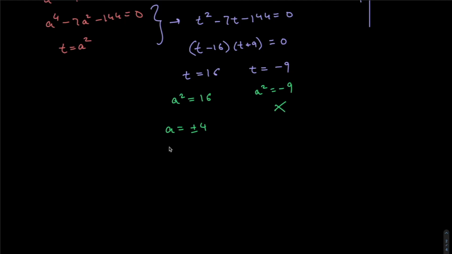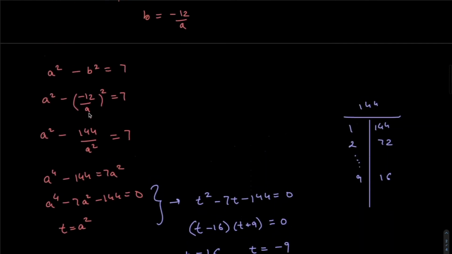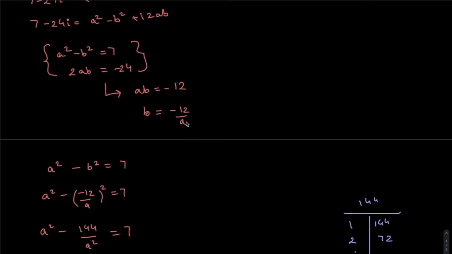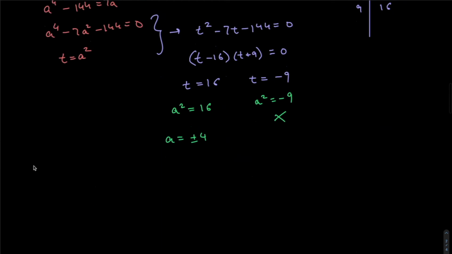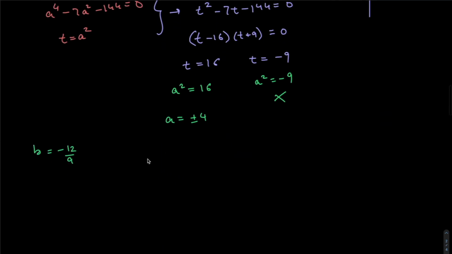Now we have the value of a. Now we have to find the value of b. We had one equation right here, b is equal to minus 12 upon a. Let's bring that in here. So if a is equal to 4, b is equal to minus 3. And if a is equal to minus 4, b is equal to 3.